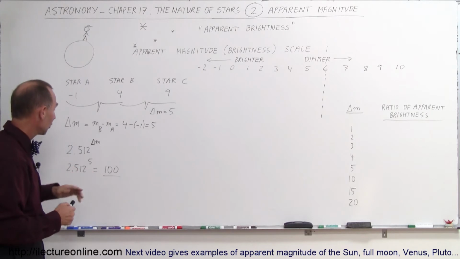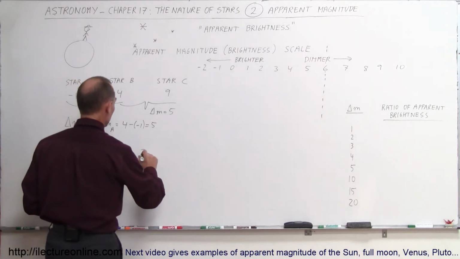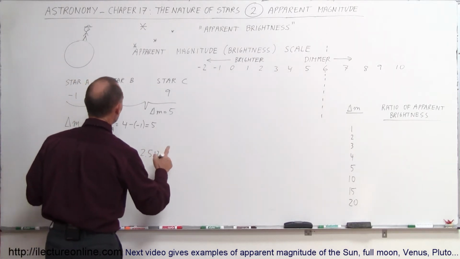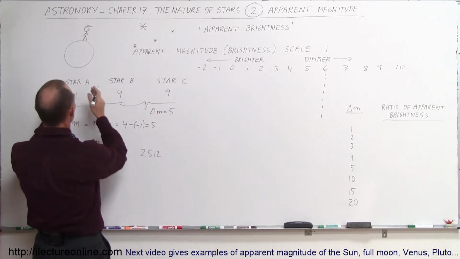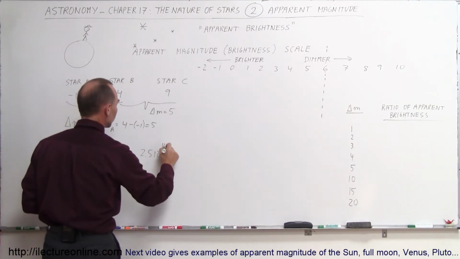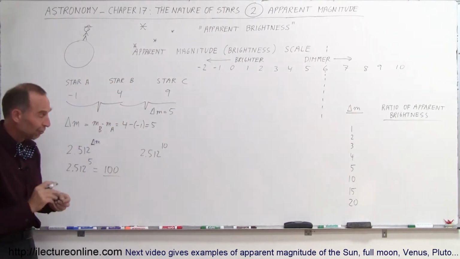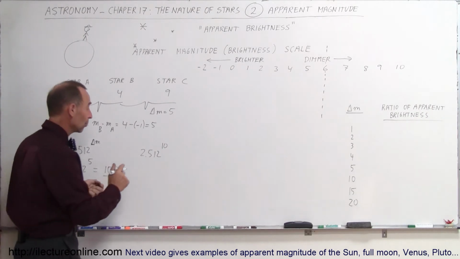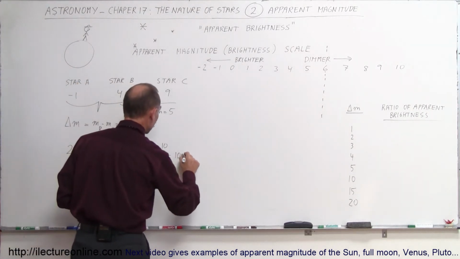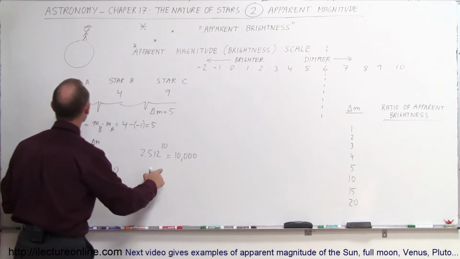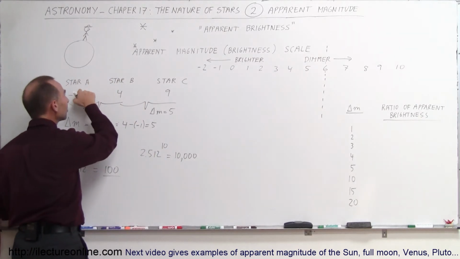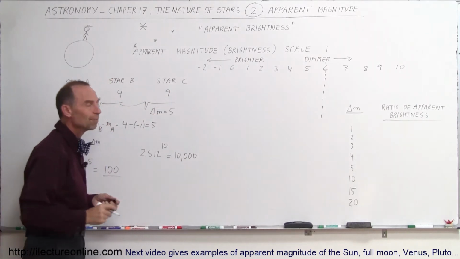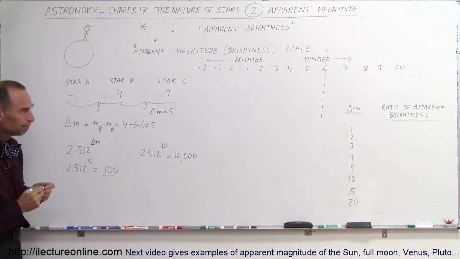We can use this equation right here. We can say 2.512 raised to, and notice the difference in magnitude between A and C is 10 magnitudes, so we can raise that to the 10th power. And if you use your calculator and you punch this out, you'll get 10,000 indeed, which indicates that star A is 10,000 times as bright as star C. And that's how we use magnitudes.